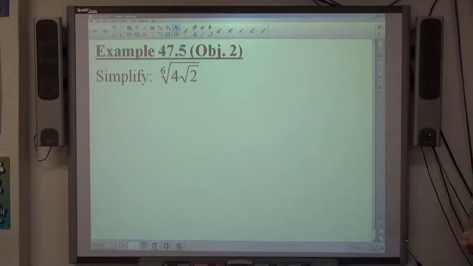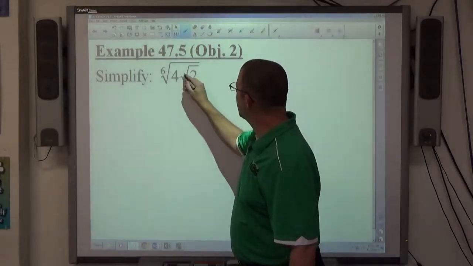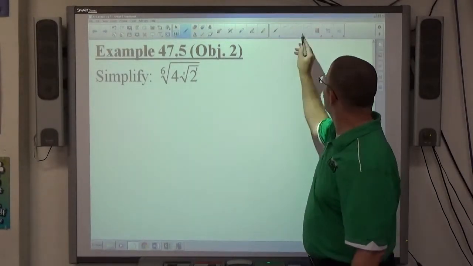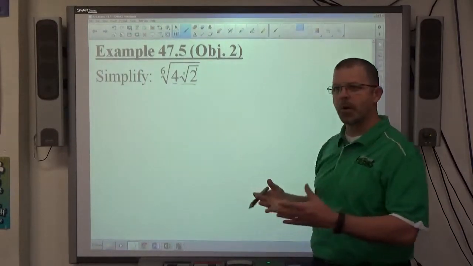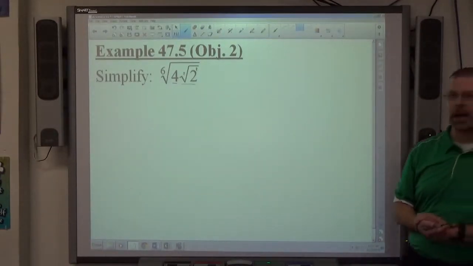Example 5, simplify the 6th root of 4 times the square root of 2. Again, this is a square root of 2, 2 to the first. So, looking at these two numbers, we have 4 and we have the square root of 2. We want both of them to be some number raised to a power, and obviously 2 is possible, right? We can make that happen.